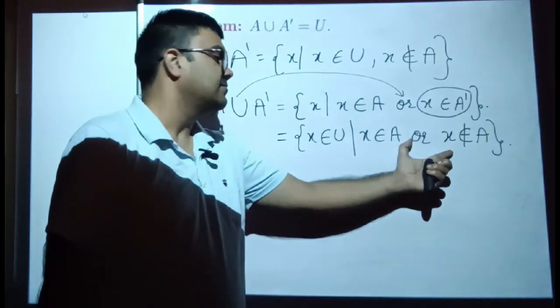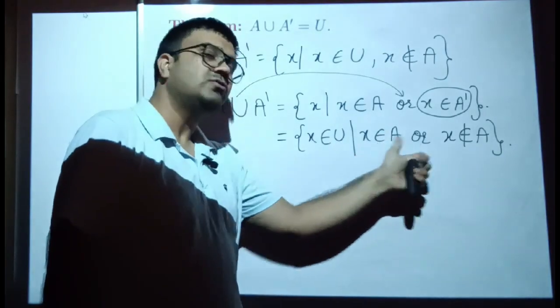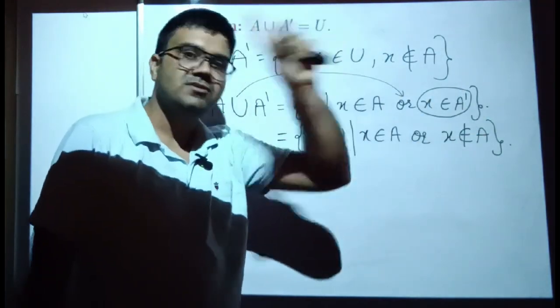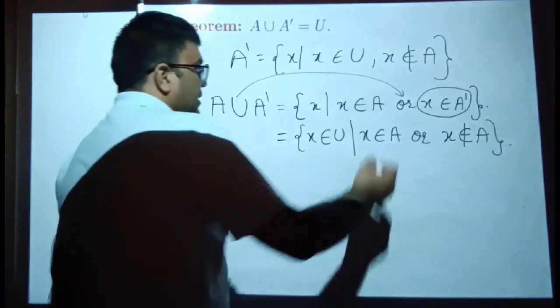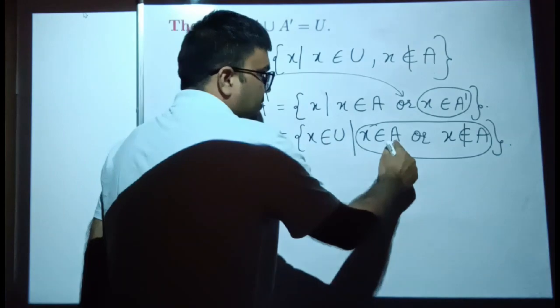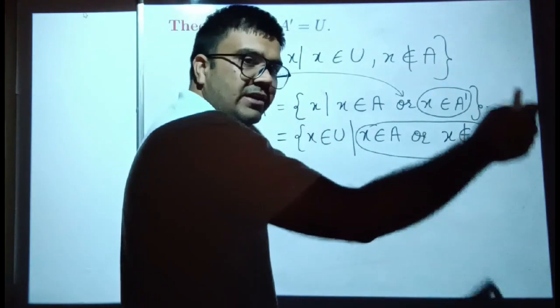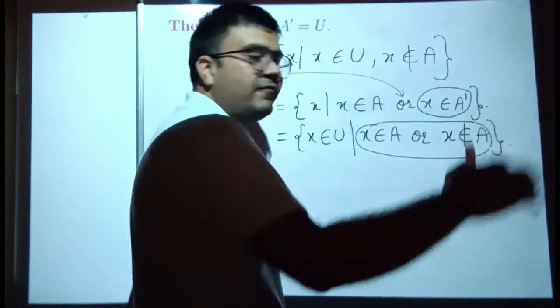And what is this set? We are saying all elements of the universal set which belong to A or which do not belong to A. There is no condition over here. What is the meaning of this? We are saying all x belongs to A or x does not belong to A. It means either x belongs to A or it does not belong to A. It has no effect over here.